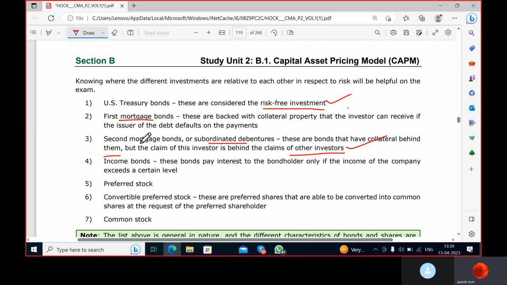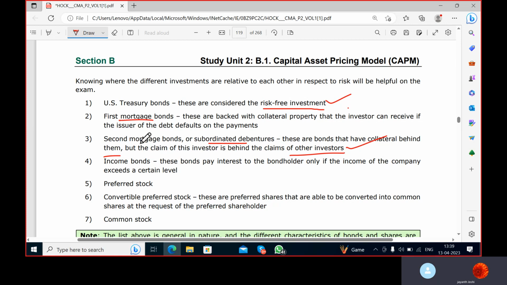Subordinated debentures. See, a subordinated debenture is an unsecured loan or bond that ranks below other more senior loans or securities with respect to claims on assets or earnings. Subordinated debentures are thus known as junior securities. A debenture is referred to as an unsecured bond, and a subordinated debenture is an unsecured bond that possesses a claim on the company's assets and income only after all the secured bonds and debentures have been fulfilled.